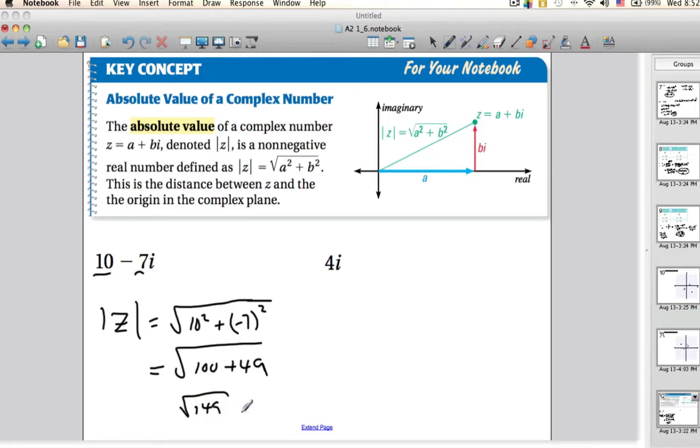And then I would want to simplify that if possible. Okay, I'm looking at 149. I don't believe that I have any perfect squares that are factors of that, so I believe this is fully simplified.